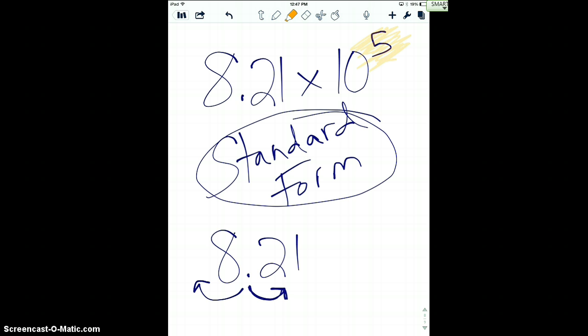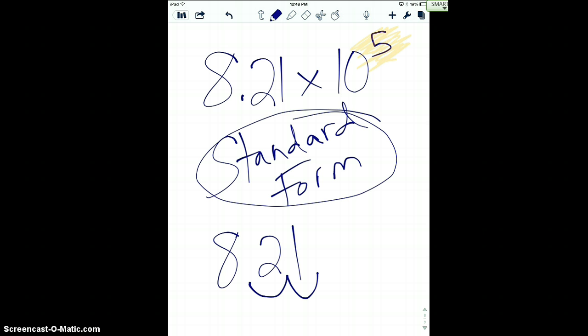The 5 is positive, meaning that my original number is supposed to be a big number, meaning that I'm going to move that decimal to make 8.21 bigger. So I'm going to move it to the right, 1, 2, and then I still have to go 3 more to get 5, so I'm going to add on 3 zeros. That's how I do it. And now I'm going to rewrite the number without my little squiggly lines as 821,000.